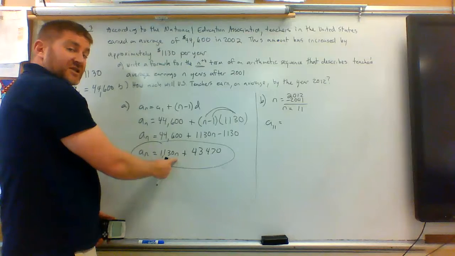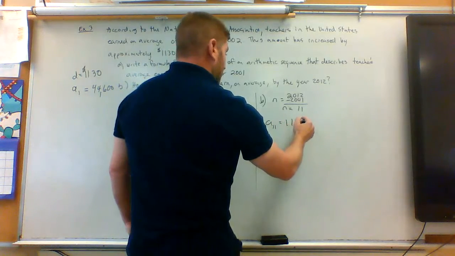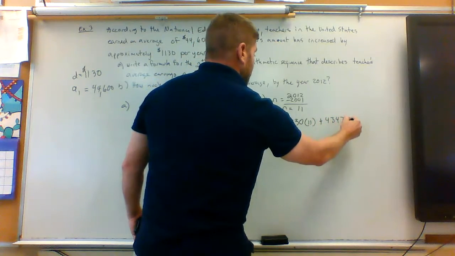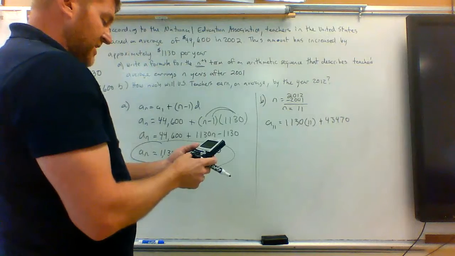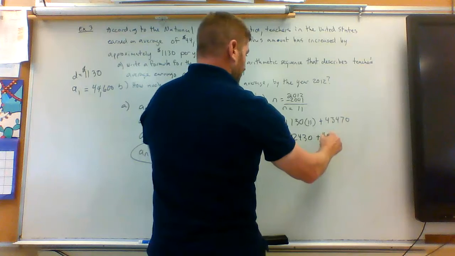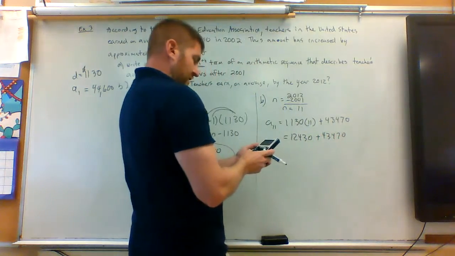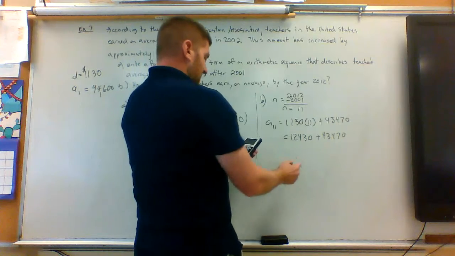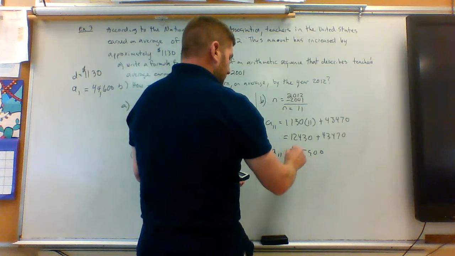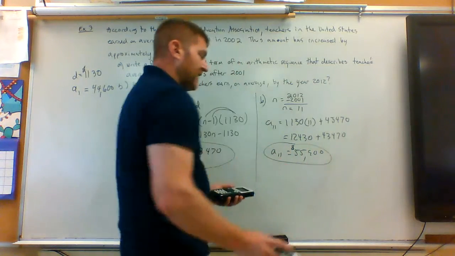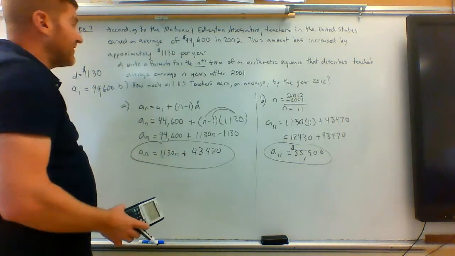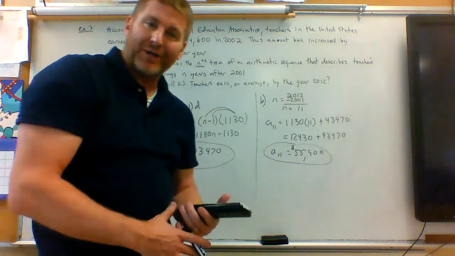So I'm just going to plug in, it's explicit, so I can plug it in. 1,130 times 11 plus 43470. So 1130 times 11 gives me 12430, plus 43470, and I get 55900. So in the 11th year, a teacher's average salary is going to be $55,900. So you could take this right here and make a word problem out of it, but what I want you to do right now is try checkpoint 3.